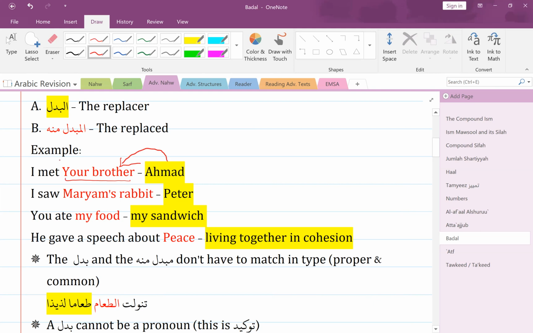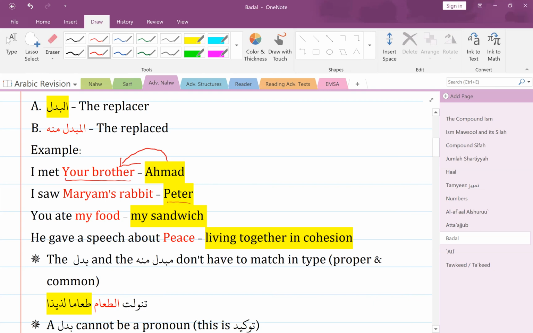Or if I say, I saw Mariam's rabbit, Peter. The same thing. Maybe you know that Mariam's rabbit is called Peter. But if I substitute it, and I say I saw Peter, does it mean that I'm talking about Mariam's rabbit? It could be any Peter, right? I could be talking about any Peter.